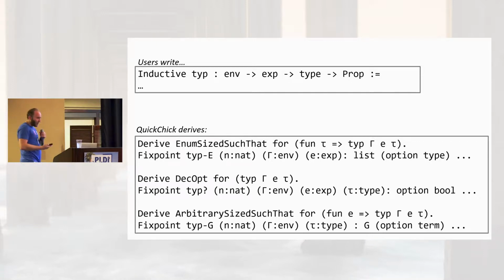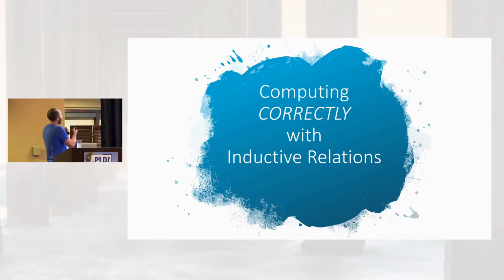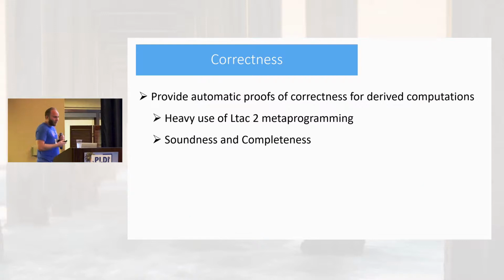Now, in the time I have left, the title was not computing with inductive relations. It was computing correctly with inductive relations. So where does this correctly come in? Well, we provide automatic proof of correctness for every derived computation. So for every one of those things, we have an Ltac2 script that makes heavy use of metaprogramming to prove soundness and completeness with respect to that inductive relation.